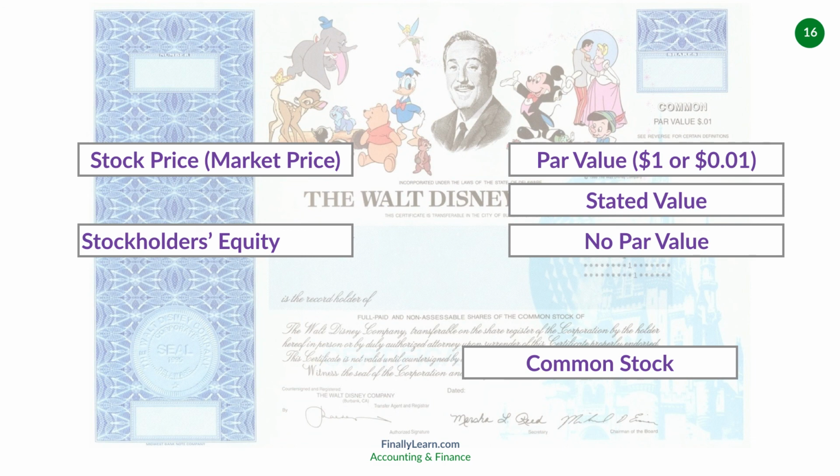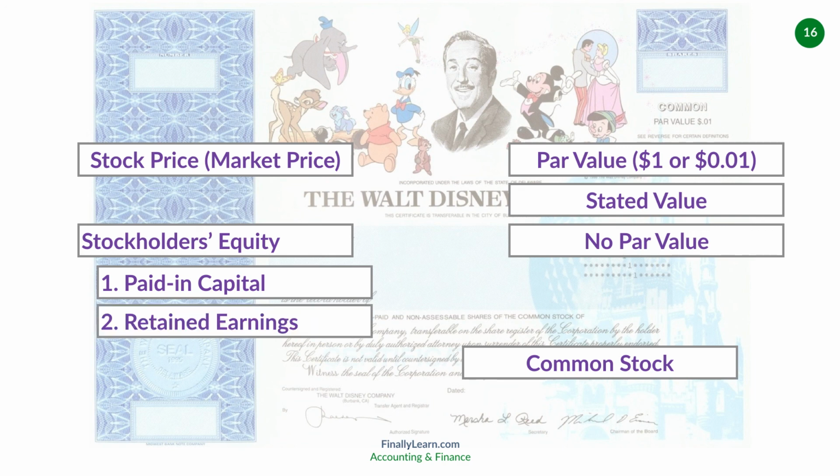Now remember, this whole area is stockholders' equity, and the two categories of stockholders' equity are paid in capital. Paid in capital is when you issue stock, like this certificate, and you receive cash. So paid in capital is the first category of stockholders' equity. The second category is retained earnings. You have a net income, and retained earnings would grow. Any dividends would make it go down.